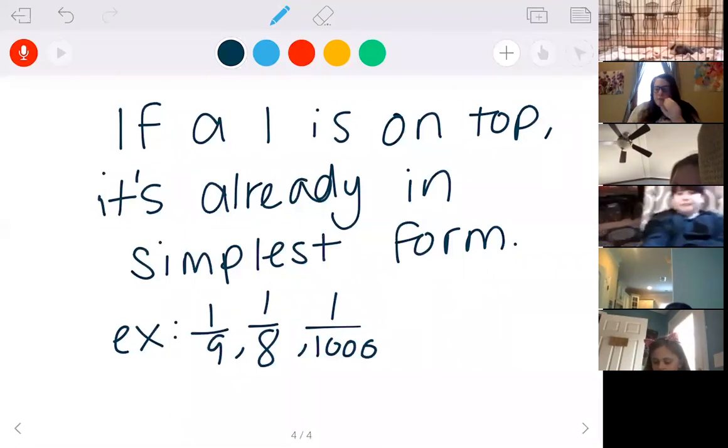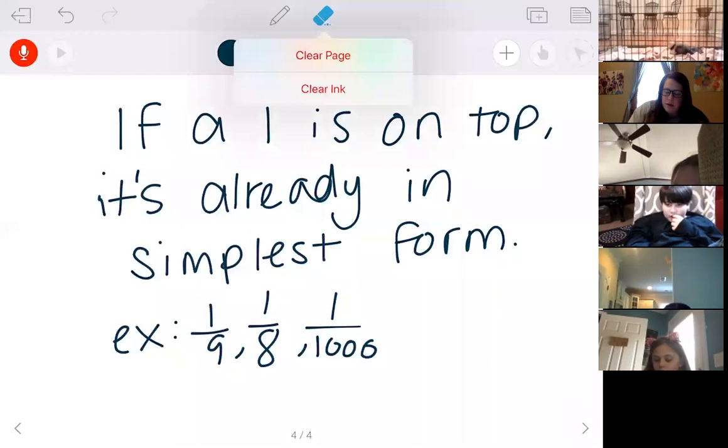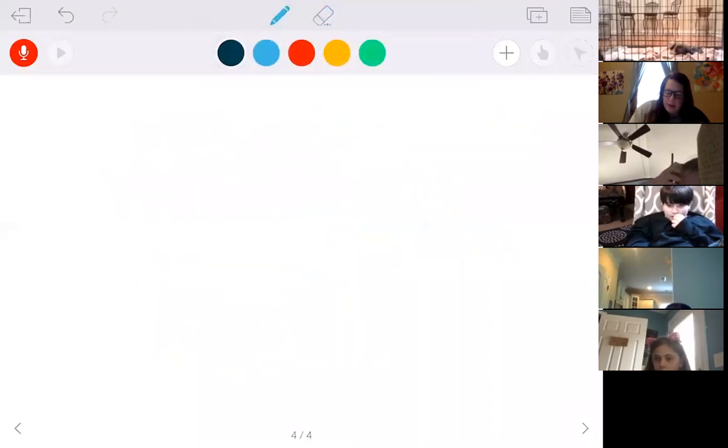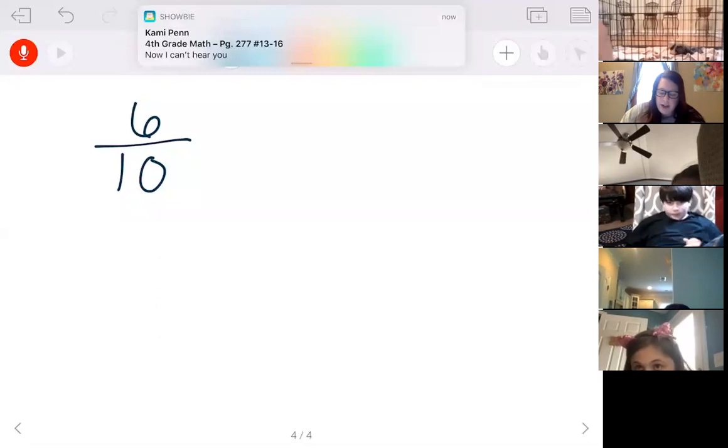Okay, so let's look at a fraction like 6/10. Okay, so write down 6/10. I'm going to show you the two different ways that you can do the reducing, is what we call it. Once you get used to this, you can do it in your head. Some of you might already know how to do this, and you can do it in your head.